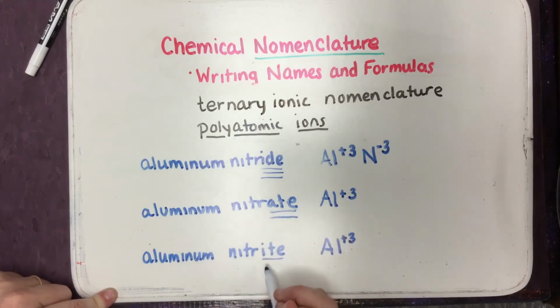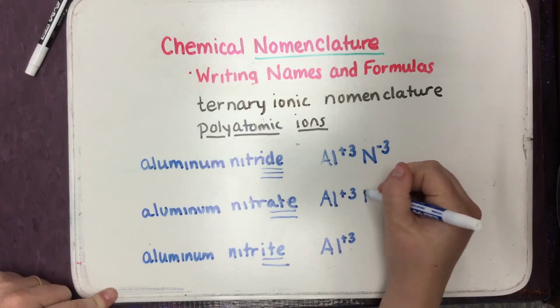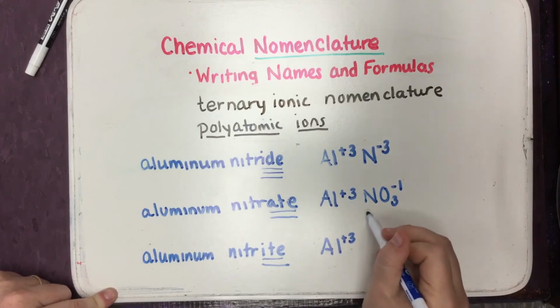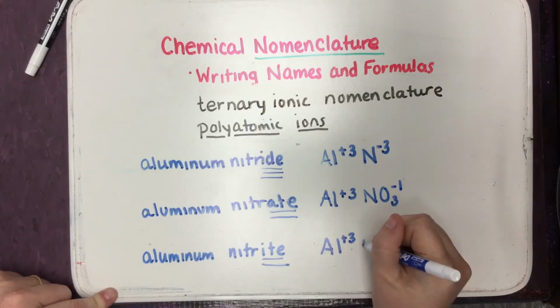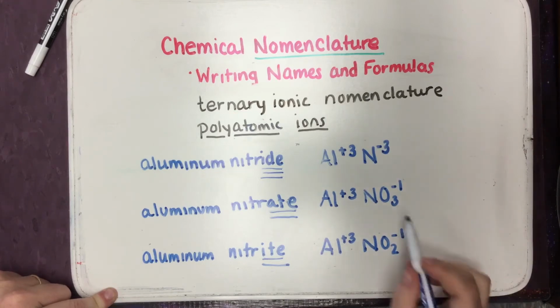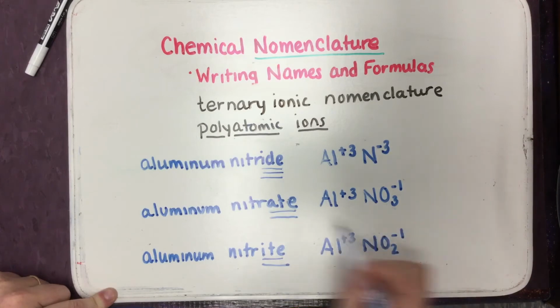The ATE and the ITE ending are listed for you on the top of your periodic table in those polyatomic ions. So nitrate is NO3 with a -1 charge, and nitrite is NO2 with a -1 charge. This 3 and this 2 belong to the polyatomic ions. Without them, they would not be these polyatomic ion endings, so you can't change that.